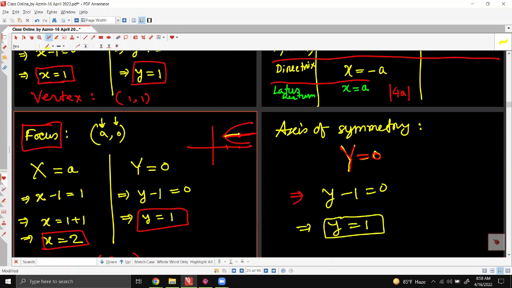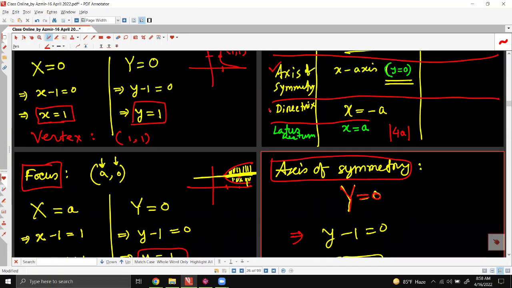You can see from here, this is y equals 1. So this is the axis of symmetry. Whatever amount we have above y equals 1, same amount we have at the below portion. Okay, so that's why this is the axis of symmetry. So axis of symmetry is also found.